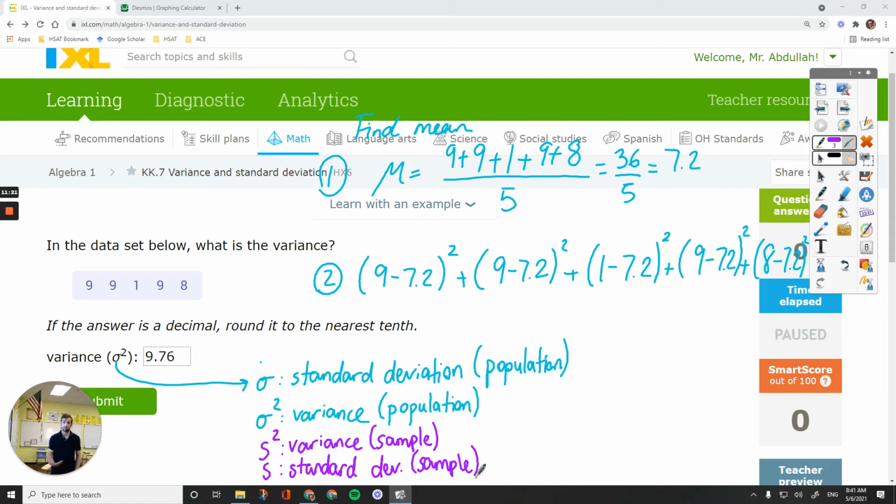Again, if it's a letter, you're dealing with the sample. If it's a sign, that symbol, you're dealing with the population. Basically, these are the steps. Find the mean, step 1.